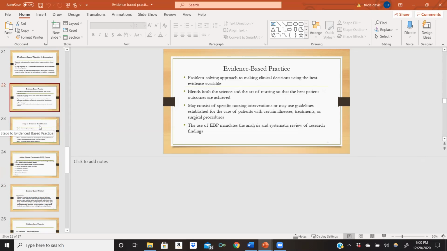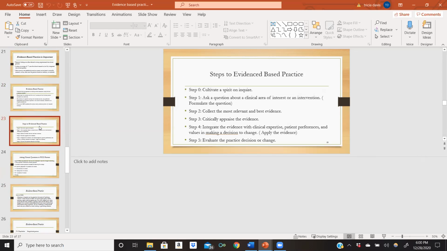All right. So the steps to evidence-based practice. So where do we start? So step 0 is to cultivate a spirit of inquiry. So what do we notice? A problem. This is something that we've thought about. This is something that we want to do. It's a problem that we saw in the clinical setting. And now we want to figure out how we can make some changes and implement some evidence-based practice. So we're going to cultivate a spirit of inquiry.